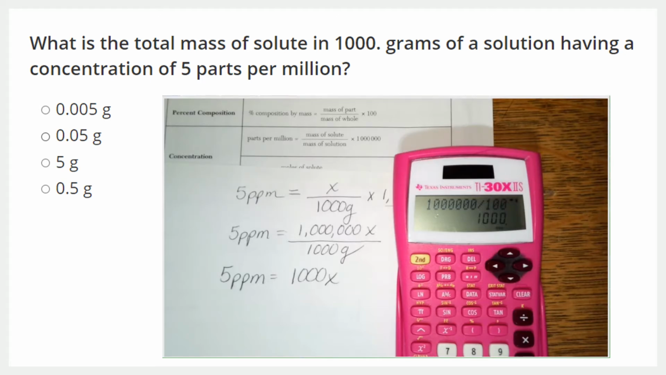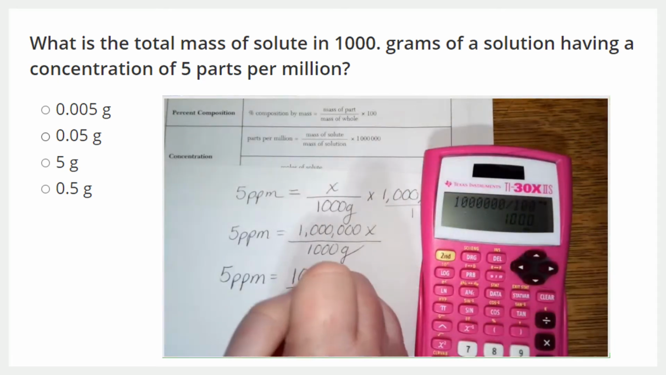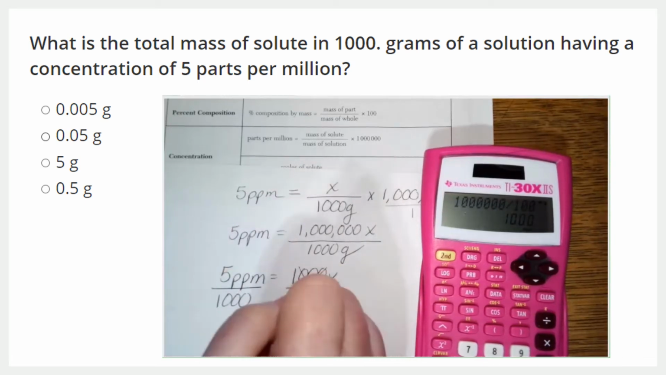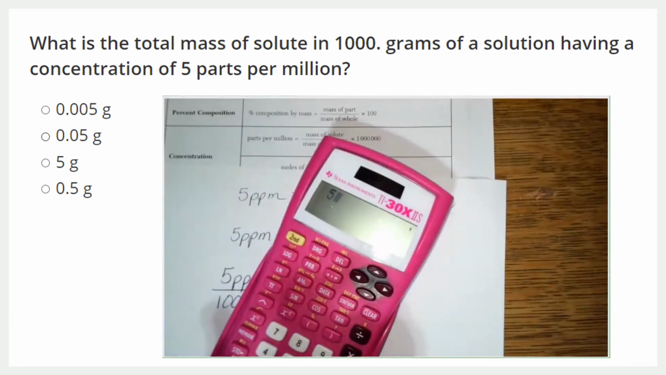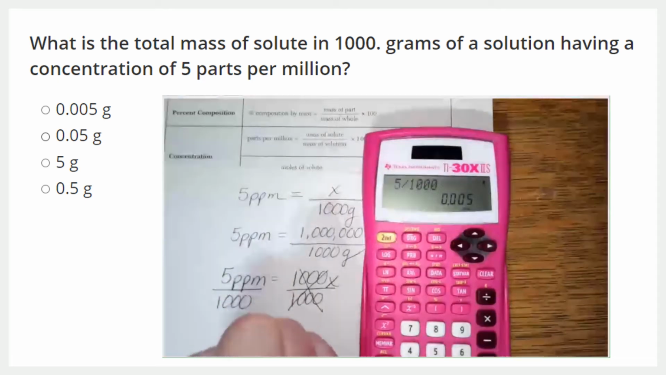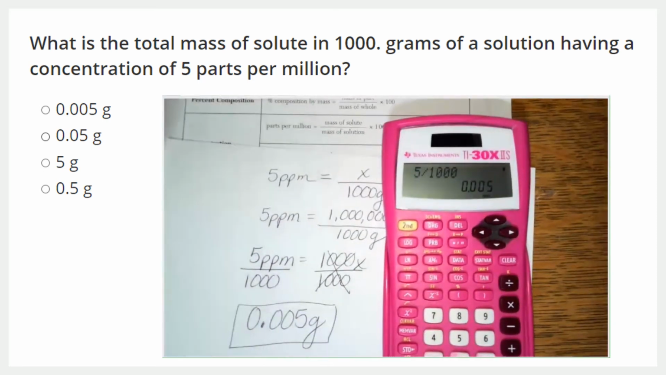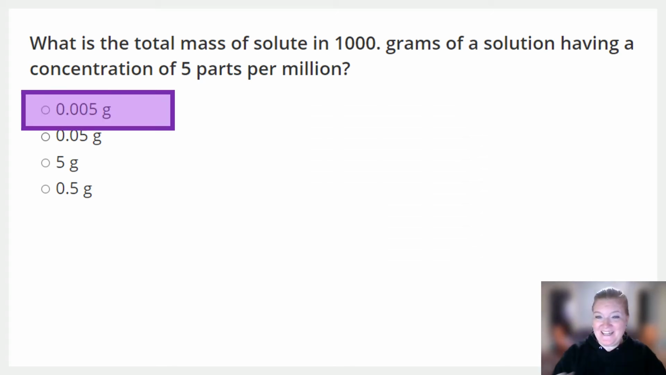Well, I am going to divide both sides by 1,000. That eliminates this. Okay, so 5 divided by 1,000 equals 0.005 grams, because that's what I was finding. Hopefully, it looks like that on the answer. Do you see the option now? There's our answer.